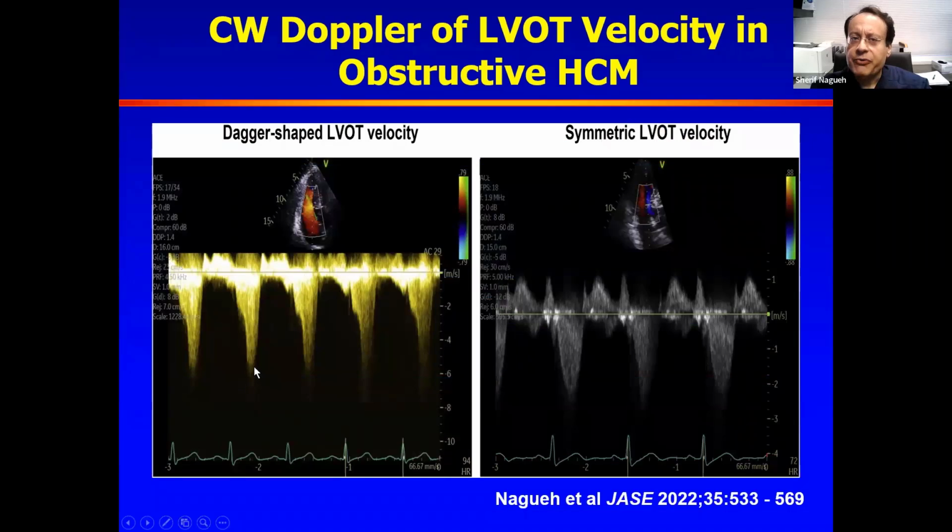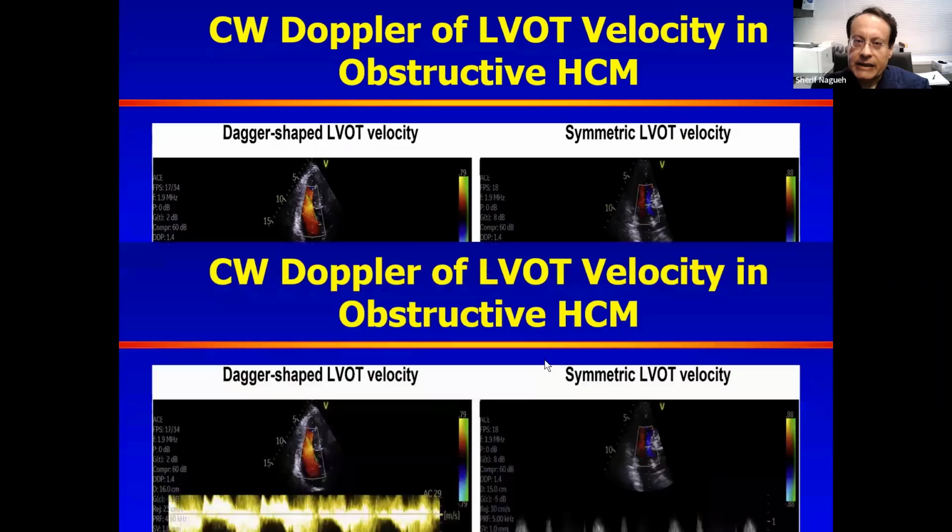I want to show you different morphologies. The guidelines document drew attention to these. Sometimes you have the dagger-shaped, late-peaking velocity, as you see in this example. Sometimes it is more of a symmetric velocity, the signal for dynamic obstruction. You may see this, you may see that as well.